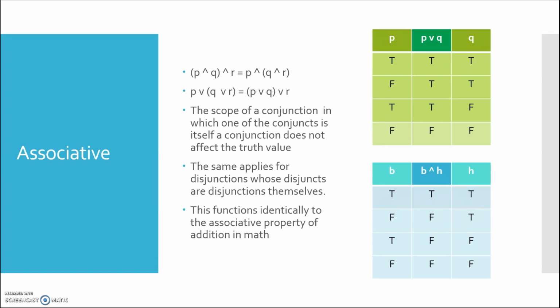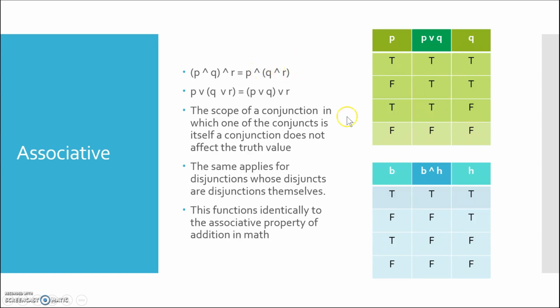I realize that this may sound a little bit like I'm going in a loop, but you'll see here this is a conjunction. The main operator is a conjunction right here. One of the conjuncts is R, the other conjunct is P and Q. And this is saying if you had P and Q and R, it's the same thing as saying P and Q and R. The scope of this operator does not affect the truth value of the claim.